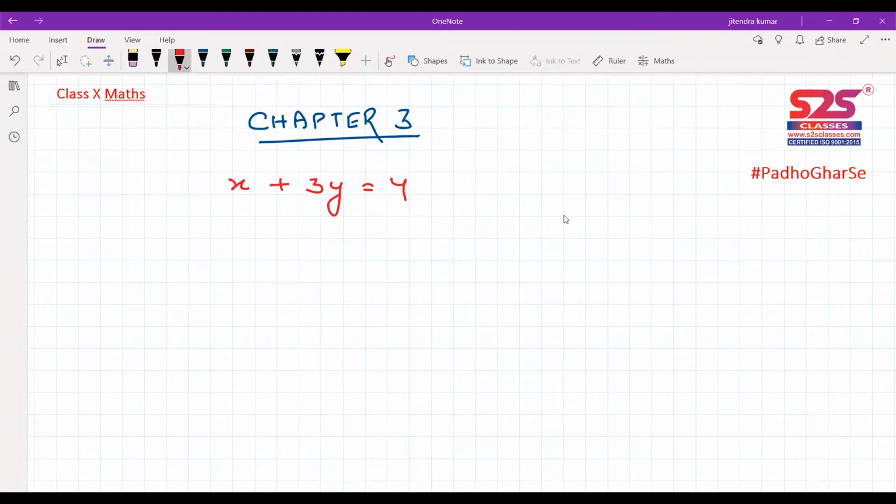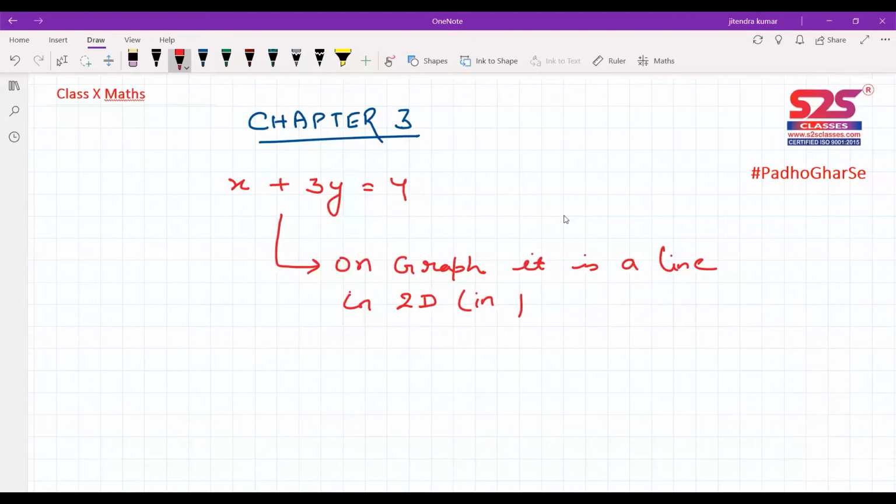And if you talk graphically, this type of equation represents a line basically. So it is a line on a graph, in 2D, or you can say in a plane. Any equation of this type will represent a line in a graph.